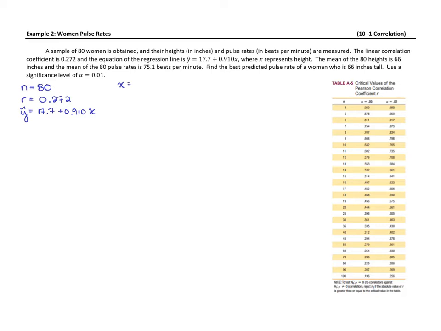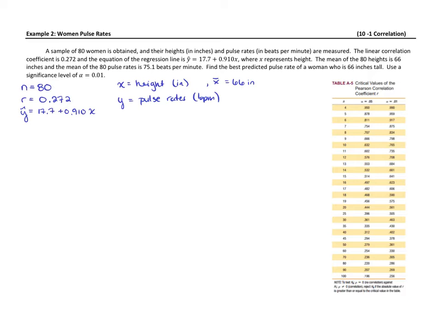So x in this problem represents the height of the women measured in inches, and y represents the pulse rates in beats per minute. Okay. We're also told that the mean of the 80 heights is 66. So even though we don't have the actual data values, meaning we don't have the set of actual data for the 80 women, we do have the mean for each of the variables. So we have the mean height for the 80 women is 66 inches. So that's X bar, 66 inches.